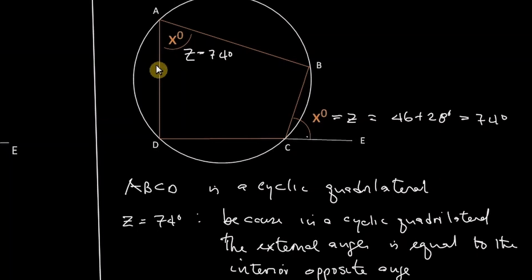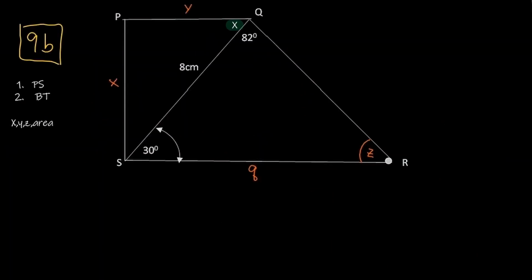So let's move on to the next question. In question 9b, we're asked to find a few angles and a few sides. In the first instance, we're asked to find the side PS, which I have called X.